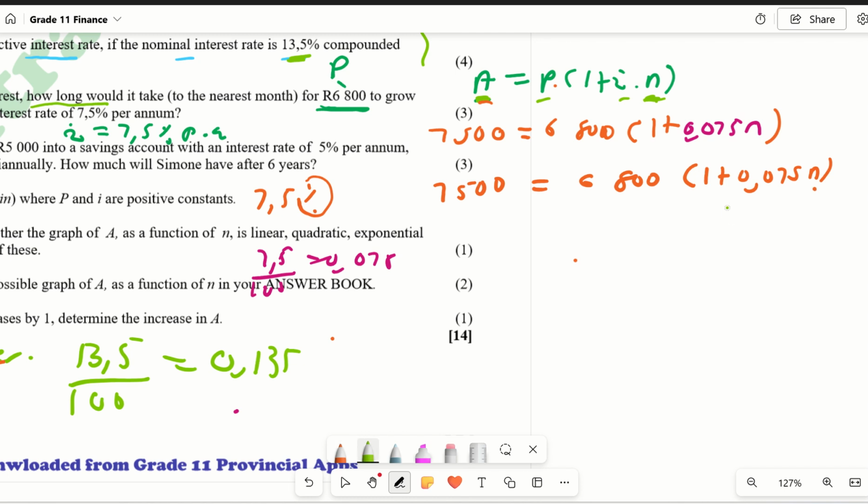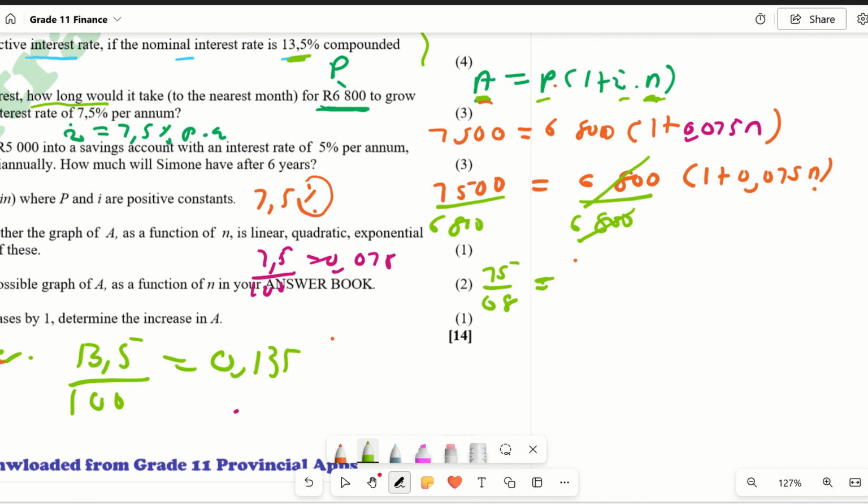You want to remain with n. The first thing to get rid of here is the 6,800. The only way to get rid of that amount is to divide by 6,800, so that these two cancel. What you do on one side, you must do on the other, so you also divide the left-hand side by 6,800. This gives us 75 over 68. Leave it like this. Don't make it a decimal, because it's going to be a long number.